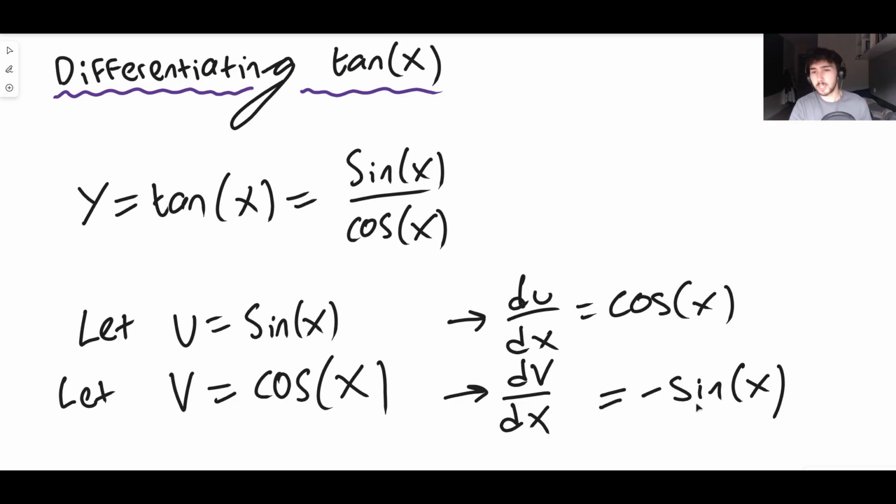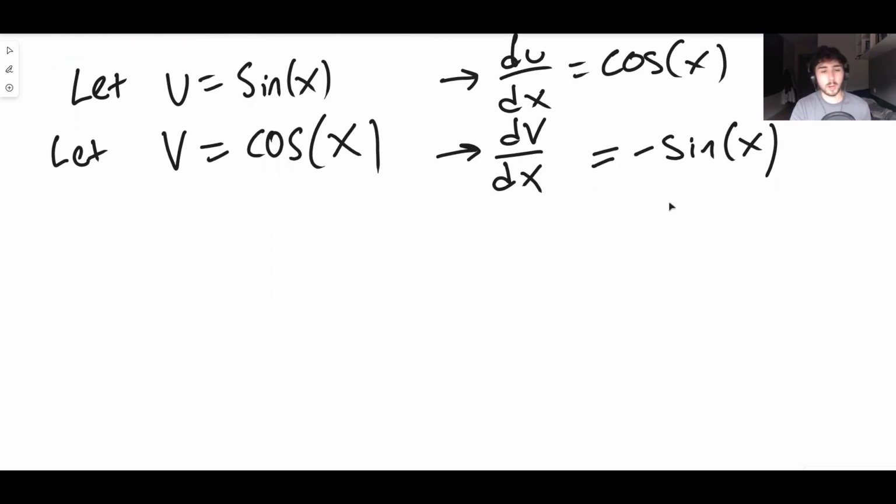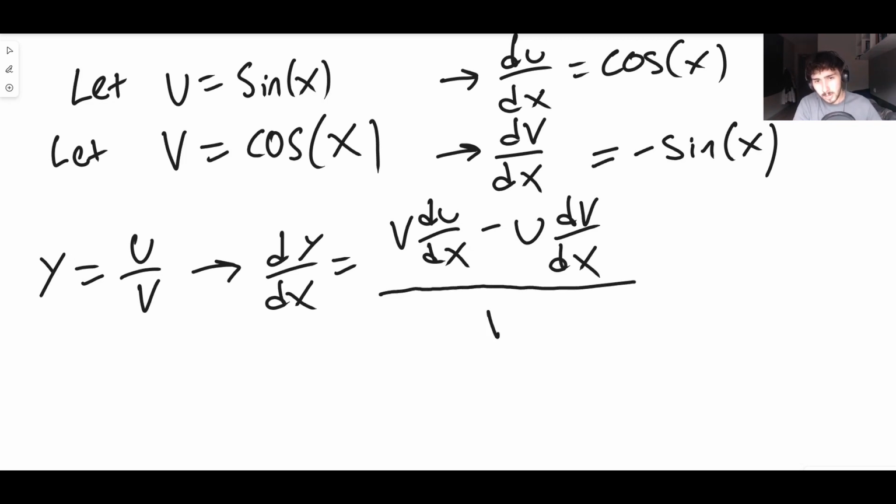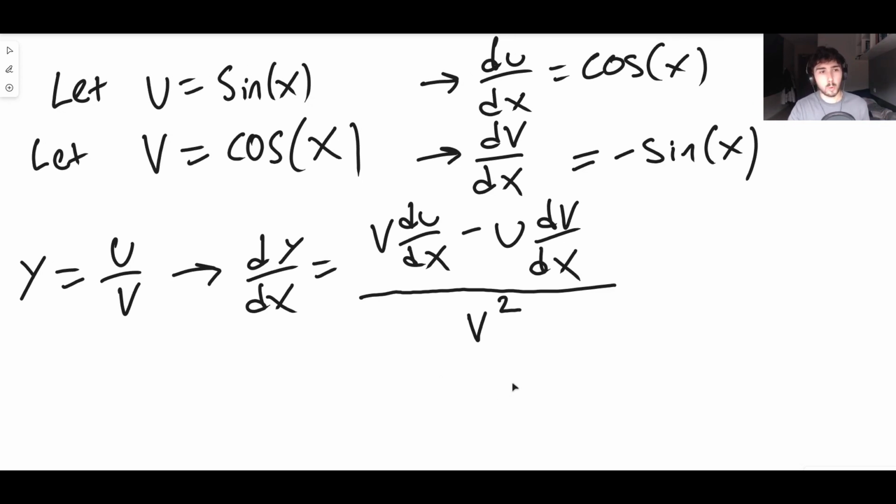And now what we do is just plug into the quotient rule formula. So the quotient rule says that if y is u over v, then dy dx is v times du dx minus u times dv dx, all divided by v squared. This is just the quotient rule formula. So we can just substitute into the quotient rule formula.